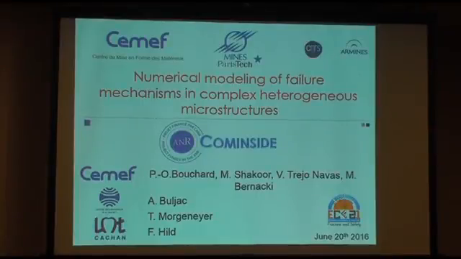My name is Pierre-Olivier Bouchard. I'm working at the Center for Material Forming Processes, and today I'm going to talk about modeling of liquid fracture at the microscale and for heterogeneous microstructures. So this is part of a French project called COMINSIDE with colleagues from Centre des Matériaux and LMK Cachan.